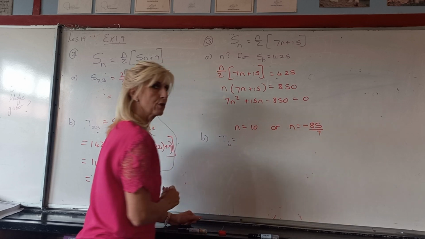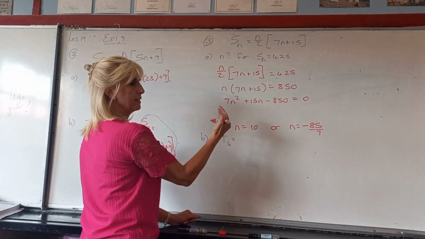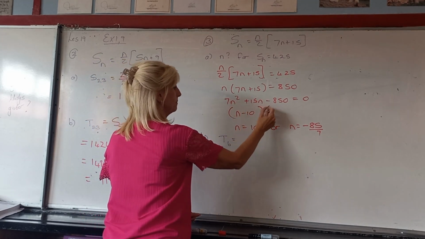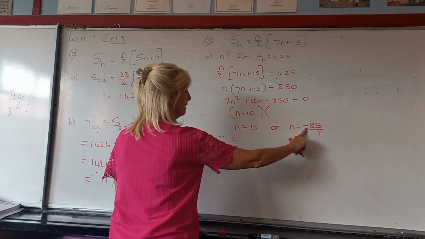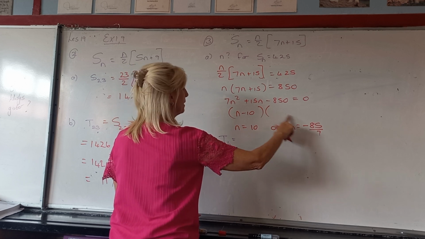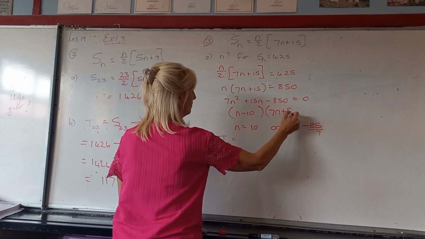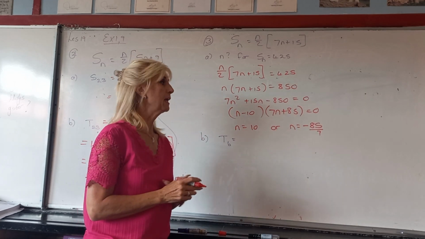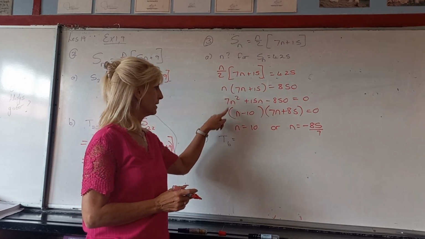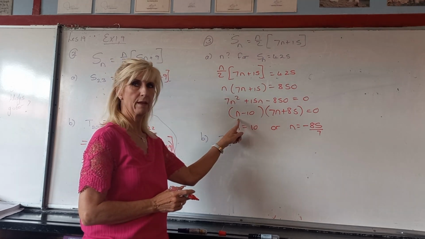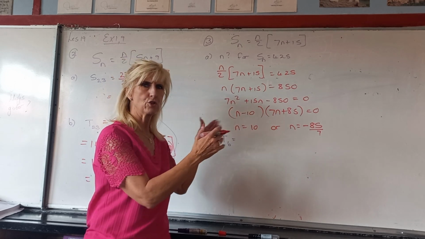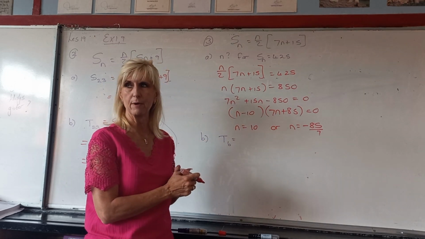Okay, so now let's factorise it. What should the brackets have been? n minus 10 and 7n plus 85. Otherwise we cannot factorise it. Then you would also see, now I never divided by anything because the 7 is still there. Say for instance it was a 5 and now your answer was just n squared, you should have first shown me how you divided by that.